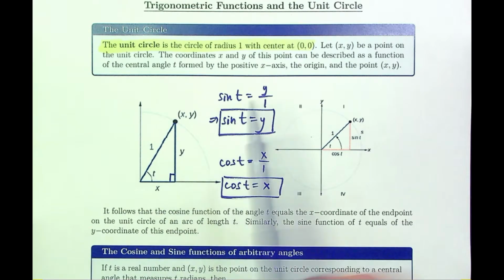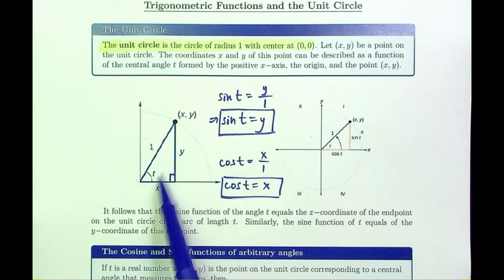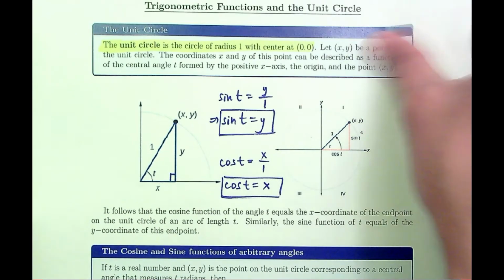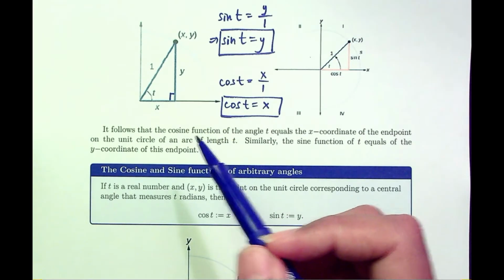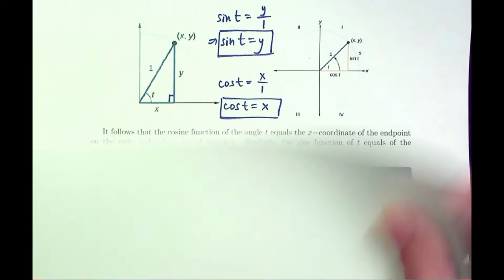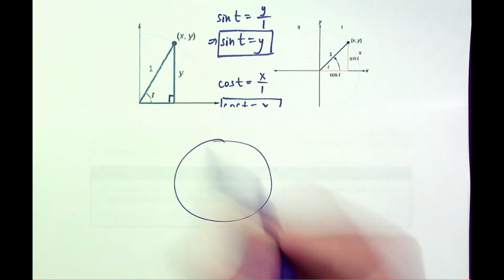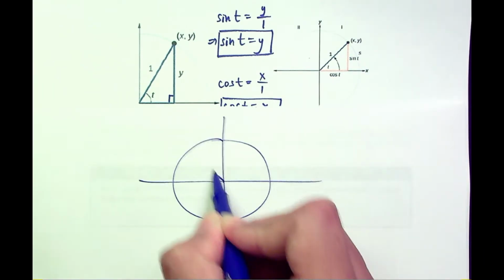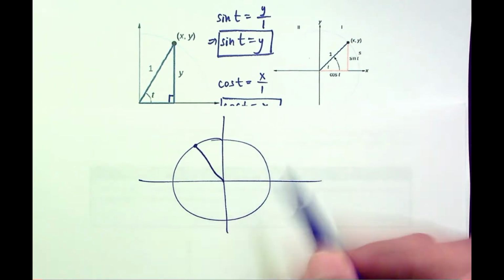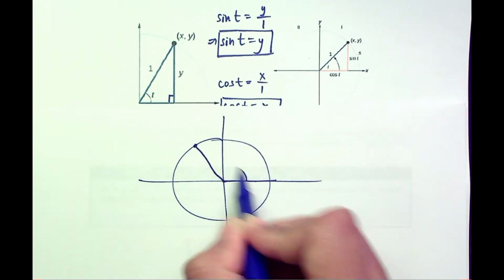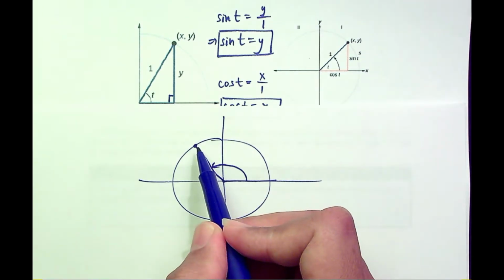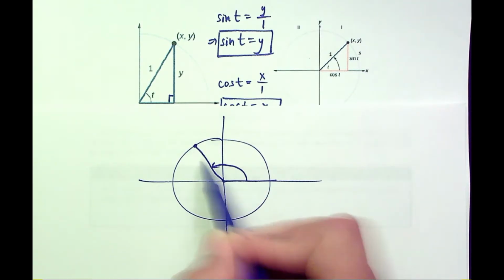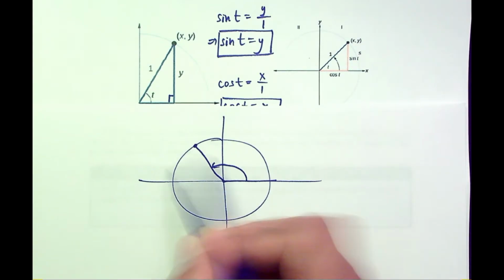And following the same logic, if the angle is not between 0 and 90, then this still works. If you have any angle that is not between 0 and 90, what you're going to do is consider the coordinates of the point on the unit circle where this angle and the unit circle intersect.